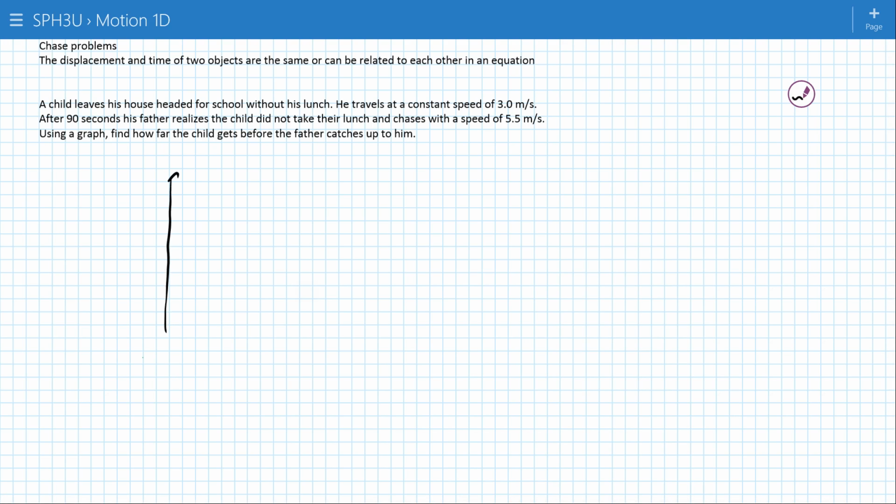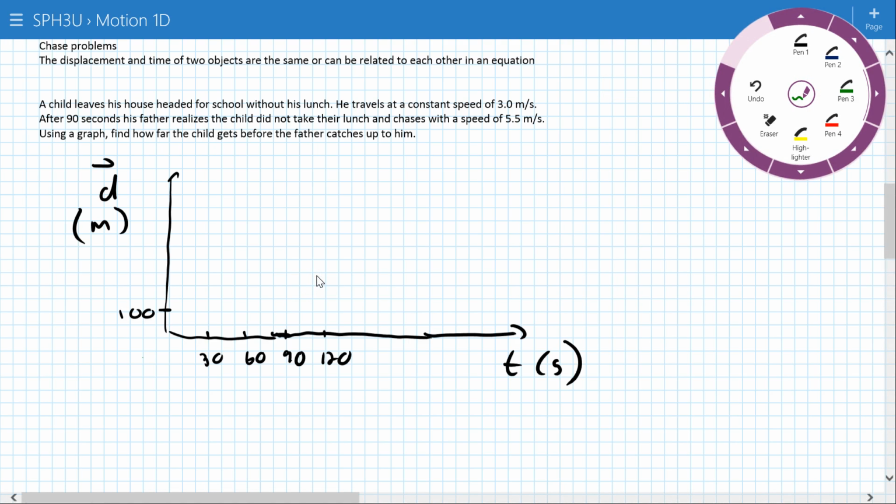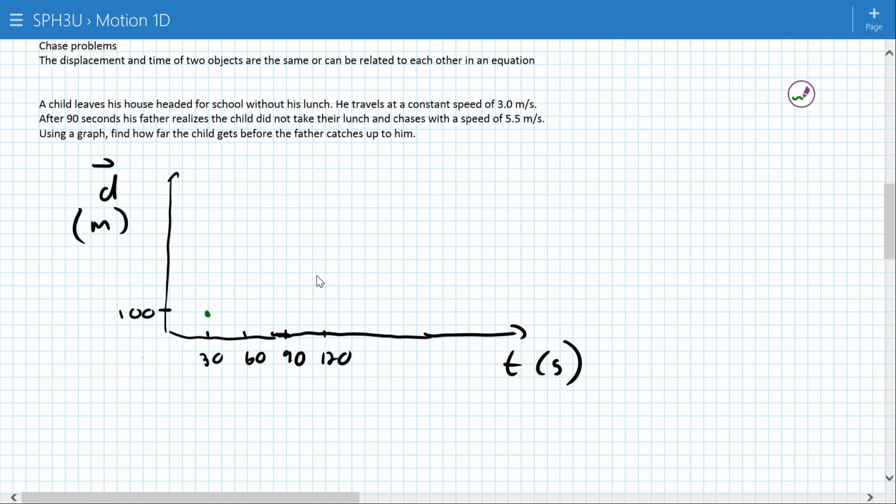I'm going to make a sketch here, and then I'm going to explain why, for this particular graph, I'm going to jump over to Excel, because the numbers are just going to get to a point where it's much easier to look at it on Excel. If I make this like 30, 60, 90, 120, and so on, and then the boy is going to go, I'll use green for the boy. He's going to go 90 in the first 30 seconds, and then he's going to be up to 180 in the second 30 seconds.